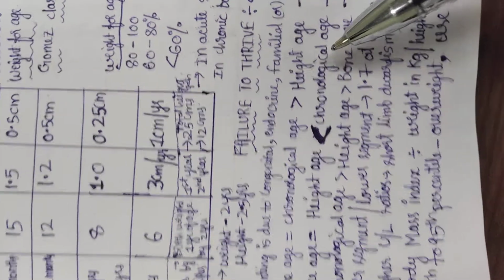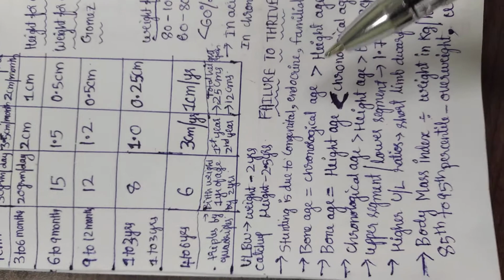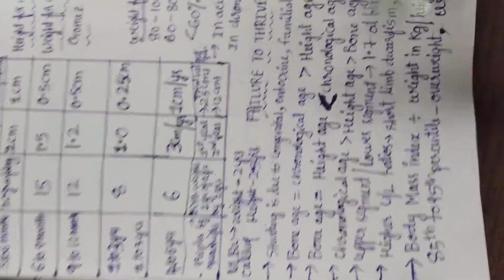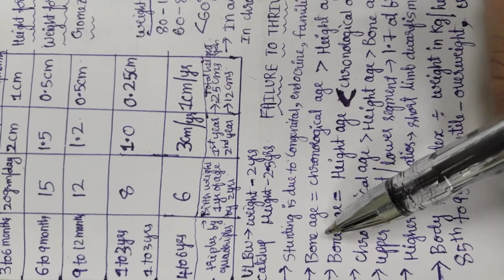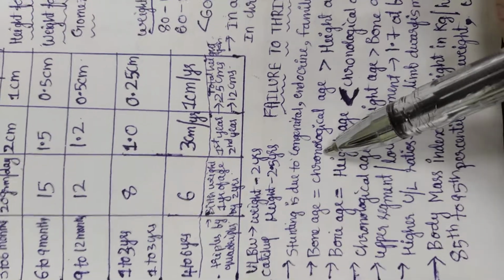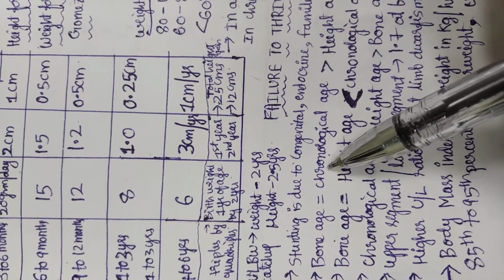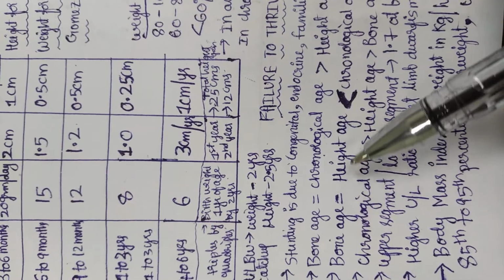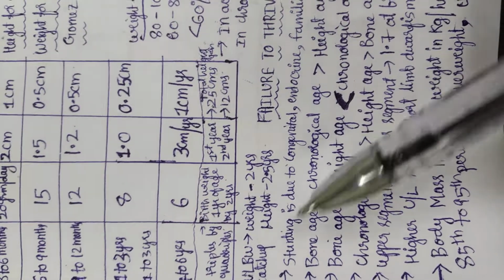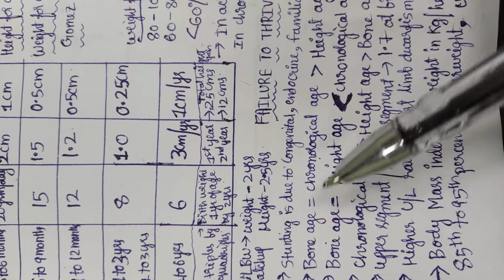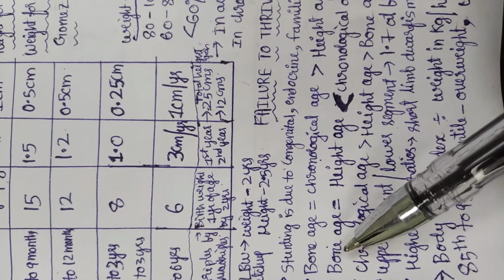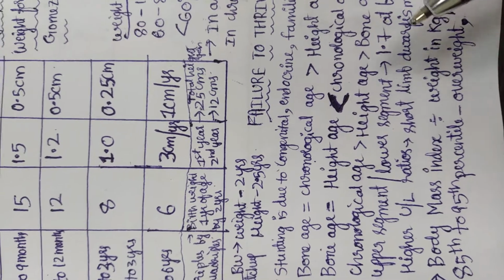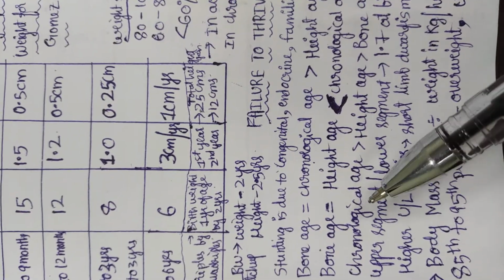Now we should see only the bone age. So already you know about height age and chronological age. In familial short stature, bone age is equal to chronological age. In constitutional short stature, bone age is equal to height age. In familial short stature, bone age is equal to chronological age, whereas in constitutional short stature, bone age is equal to height age. Okay.